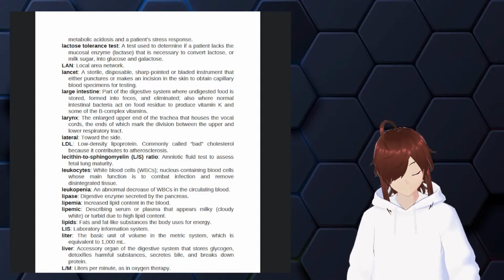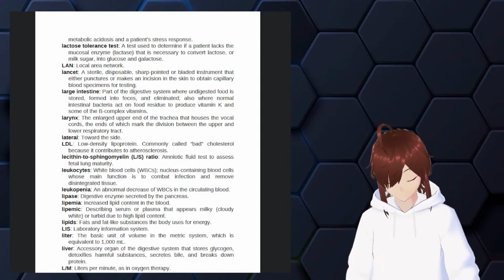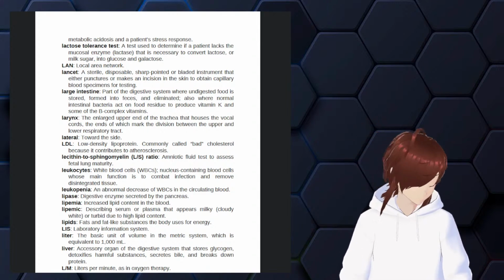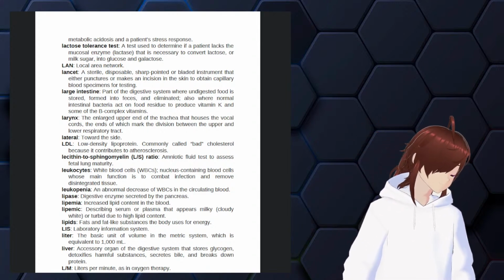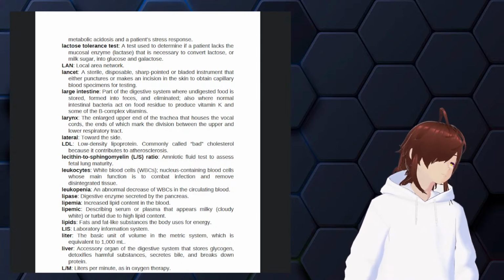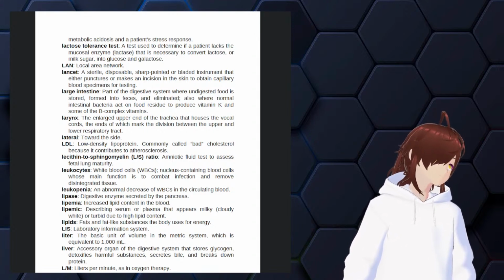Leukocytes, white blood cells, WBCs, nucleus-containing blood cells whose main function is to combat infection and remove disintegrated tissue. Leukopenia, an abnormal decrease of WBCs in the circulating blood. Lipase, digestive enzyme secreted by the pancreas. Lipemia, increased lipid content in the blood. Lipemic, describing serum or plasma that appears milky, cloudy white, or turbid due to high lipid content. Lipids, fats and fat-like substances the body uses for energy.